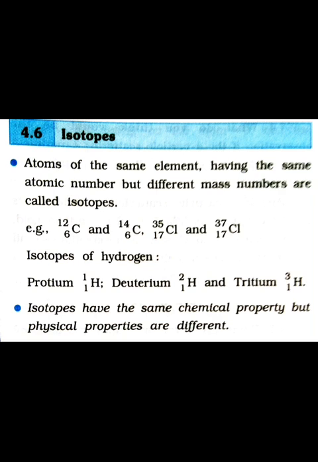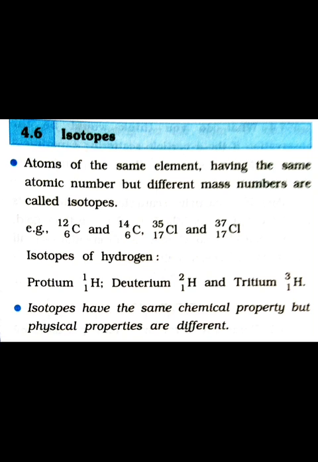Another example, chlorine. Chlorine, atomic number 17 and mass numbers 35 and 37. That is, there are 2 isotopes of chlorine. And in case of carbon, one with mass number 12 and the other with mass number 14. So in isotopes, I told you the atomic number remains the same. That means the number of protons and number of electrons remains the same.